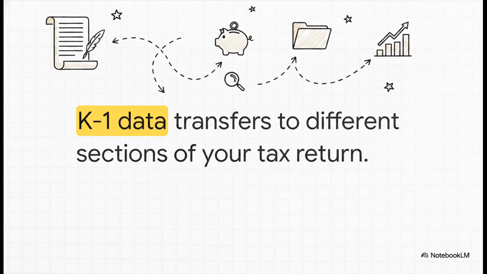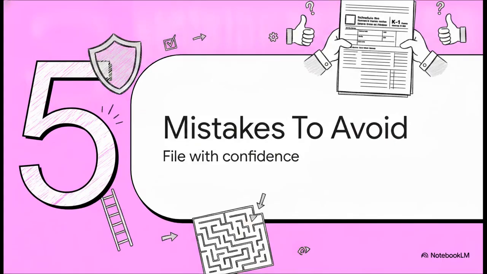Now, what's really interesting about this slide is the action required on your part. The K-1 is definitely not a form you just attach to the back of your return and forget about. Think of it like an instruction manual. The data on the K-1 dictates exactly where you must report specific numbers across the different sections of your own 1040. All right, our final stop, Section 5, Common Mistakes to Avoid.